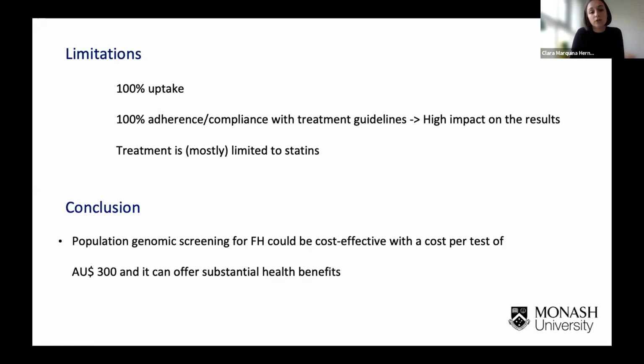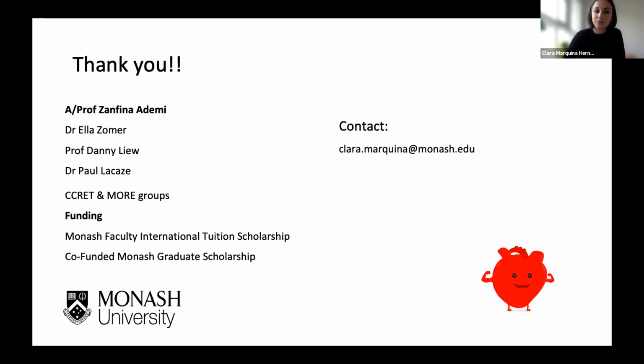But in conclusion, the take-home message is that population genomic screening for FH could be cost-effective with a cost per test of $300 Australian, and that it can offer substantial health benefits for the population.